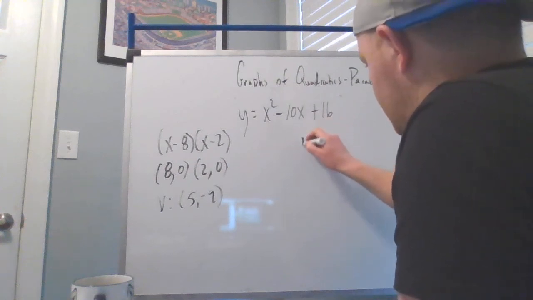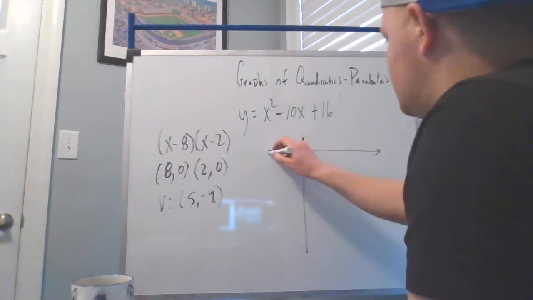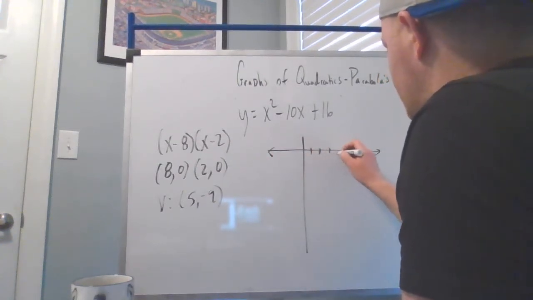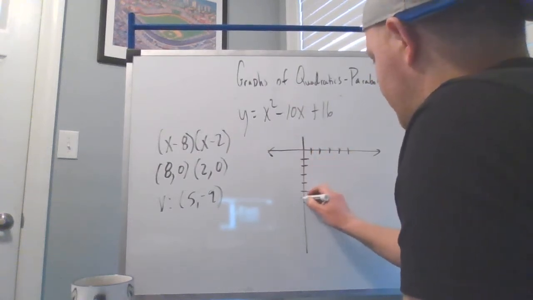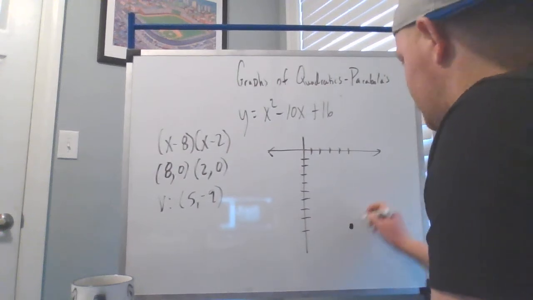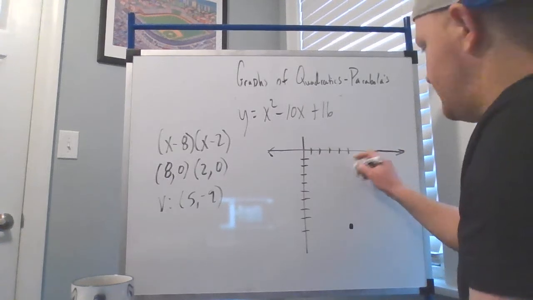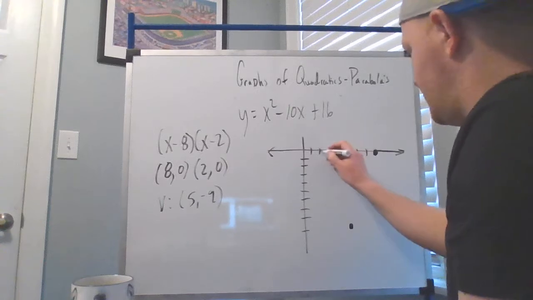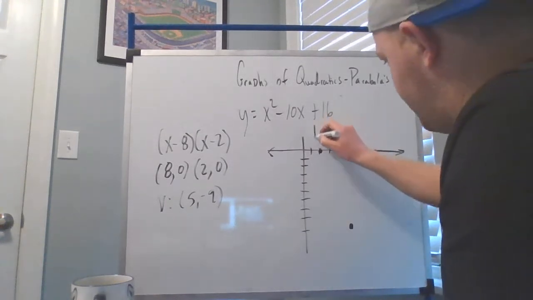All right, so now I'm going to graph my vertex first. 1, 2, 3, 4, 5. 1, 2, 3, 4, 5, 6, 7, 8, 9. Make my life easier. Now I'm going to come over here and continue: 6, 7, 8. There's 1 zero, and there's my other zero. Now I have enough information here to graph this.